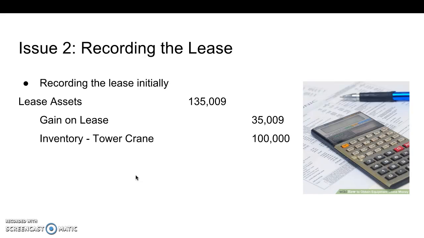We use this number because this is the present value of the lease that Garrison is charging for the tower crane. Next, we credit the inventory account $100,000 because this is the cost of manufacturing this product. And finally, the remaining $35,009 is credited to the account gain on lease because this is how much Garrison is profiting from this transaction.